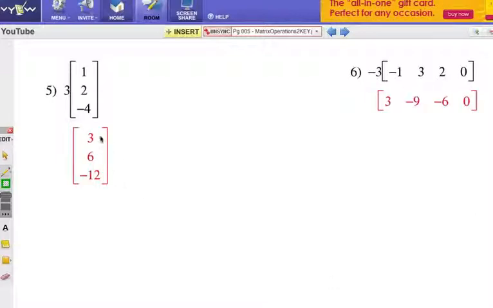Yeah, it's pretty easy, isn't it? We're going to take the 3 times the 1, put our answer right there. 3 times the 2, put our answer right there. And 3 times negative 4, put our answer right there. Notice the answer is the same dimension as this original matrix. 3 rows, 1 column. That's a 3 by 1. Number 6. Negative 3 times all of those coefficient numbers in your matrix would give us that answer right there.